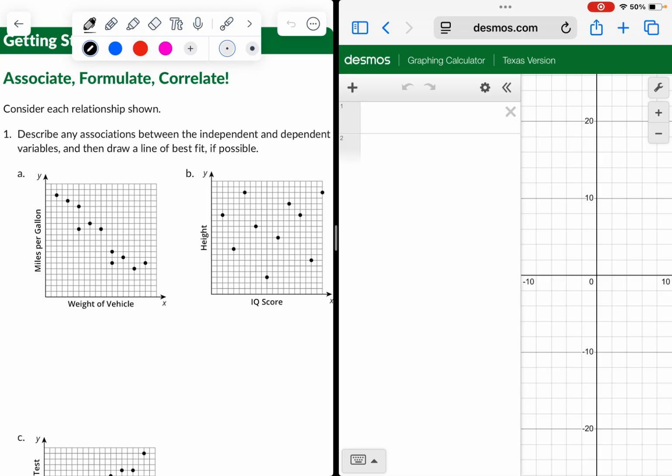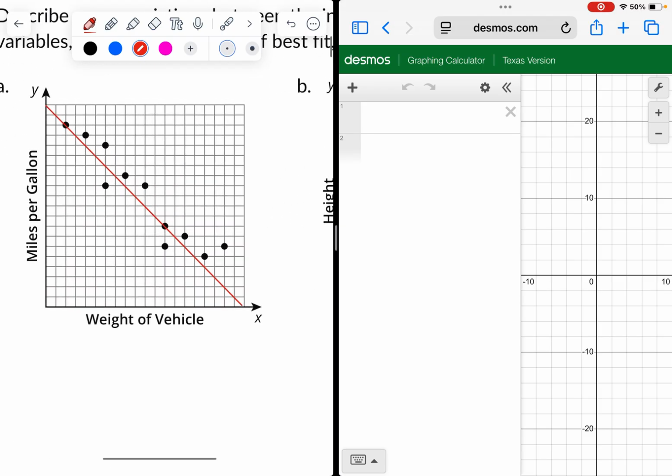If I look at this first data set, set A, it looks to me like I could draw a pretty reasonable line of best fit. It looks like as the weight of the vehicle gets higher, it gets less miles per gallon. I start up here with a low weight vehicle, a low X value, but it has a very high miles per gallon. Versus over here at the end, I have a very heavy vehicle and it gets a very low miles per gallon. So it looks like we have what we call a negative correlation.